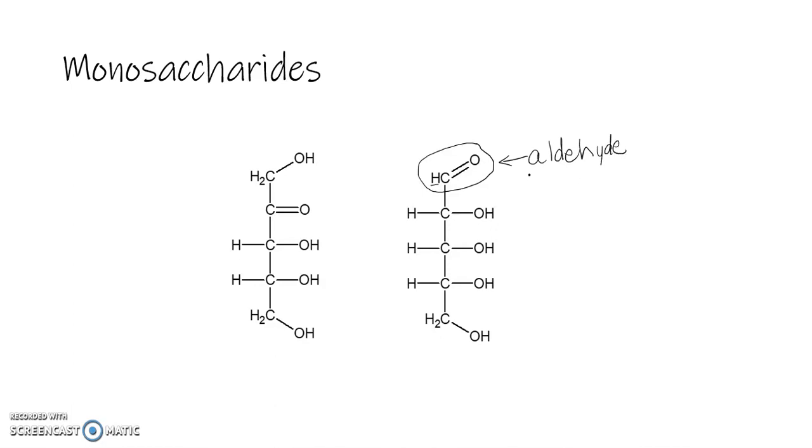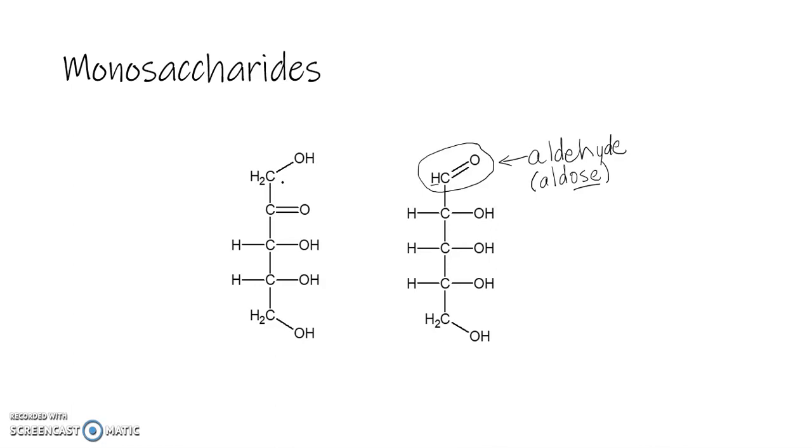We can classify this monosaccharide as an aldose. When you see that OSE ending, that's indicating it is a carbohydrate. You'll notice that when you look at the names of a lot of carbohydrates, they will end with an OSE, like glucose or sucrose or lactose.